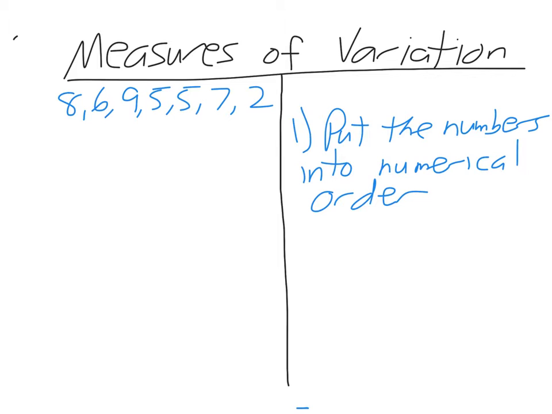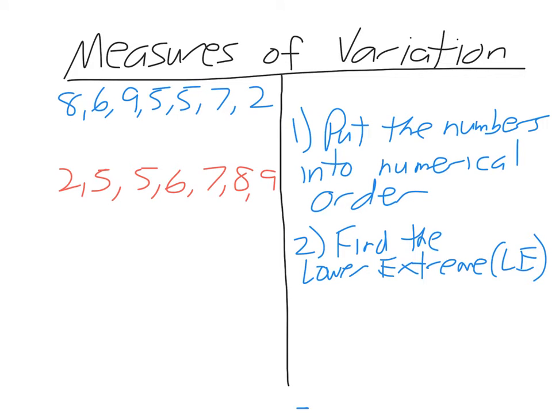When we look at our first thing we have to do for the measures of variation, the absolute first thing we need to do is put the numbers into numerical order. Just like we do with the median, which will become important. So let's go ahead and write these numbers in numerical order. Voila, there we go. If we put them in numerical order, you get 2, 5, 5, 6, 7, 8, 9. Our numbers are now in order, so it will help us make sense of all of our numbers.